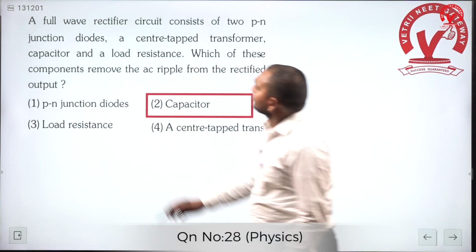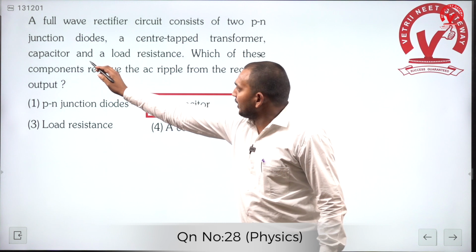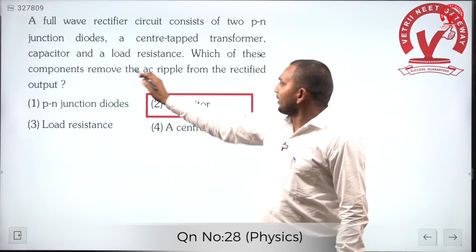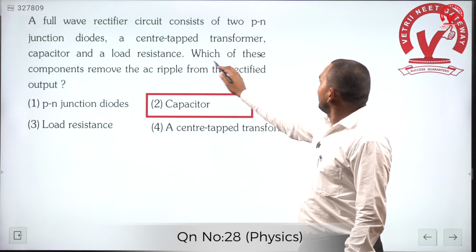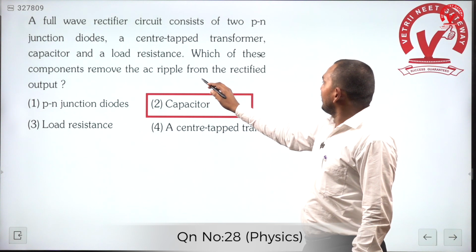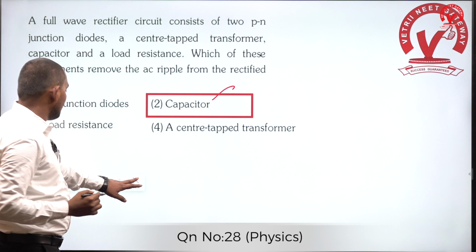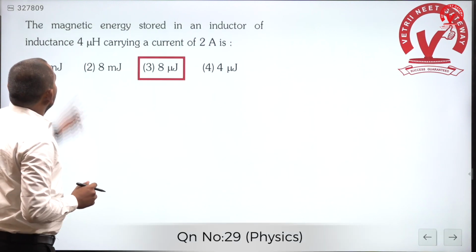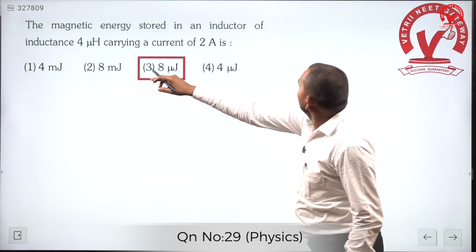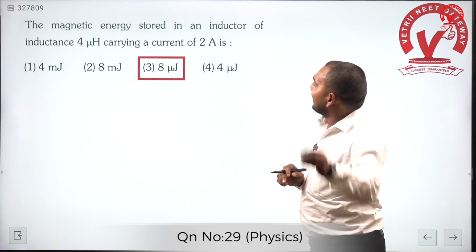See here, the full wave rectifier circuit consists of 2 p-n junction diodes, a center tap transformer, capacitor and load resistance. Which of those components removes the AC ripple from the rectifier output? Capacitor is the correct one.